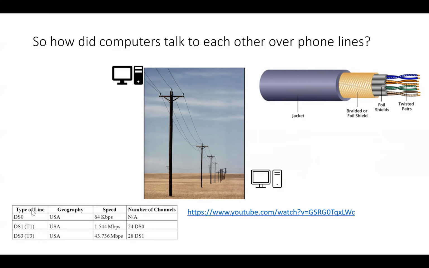So when a company wanted to connect to the internet or connect to the network, it would lease one of these lines, and it would choose, based on how much traffic it thought it was going to send, the size line that it wanted to lease.